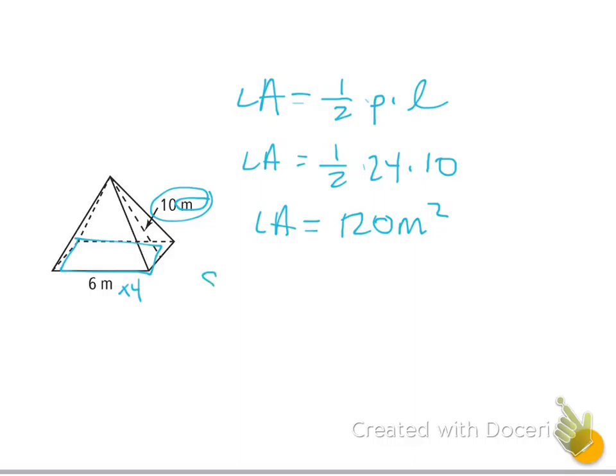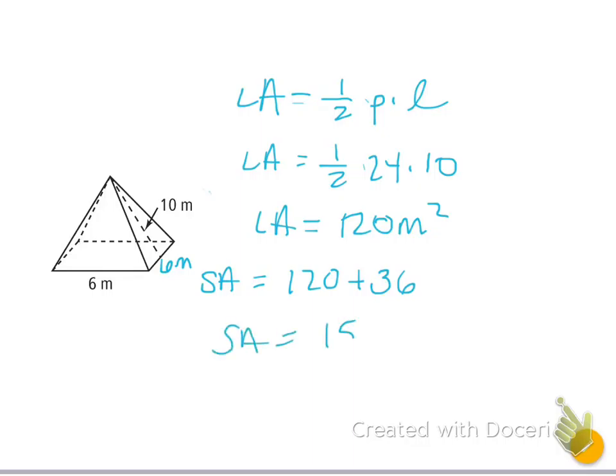My surface area, I take whatever that lateral area is, so 120, plus the area of the base, which again is another square. So I do 6 times 6 to get 36. So my surface area is 156 meters squared.